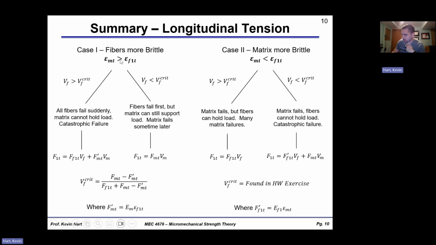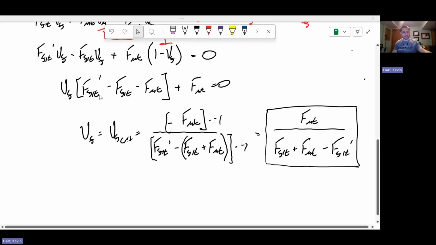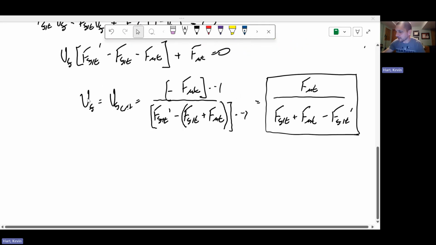If the fibers are more brittle with a high volume fraction, you have a certain strength. For low volume fraction, you have a certain strength. And this equation here dictates whether you're using this equation for high volume fraction or this equation for low volume fraction. It's similar over here. It says VF crit found in homework exercise. We just did that. All right. So this is slide 10 of the longitudinal tension notes. So that's that. Okay, that's problem number 1. Let's move on. Let's go to problem number 2.